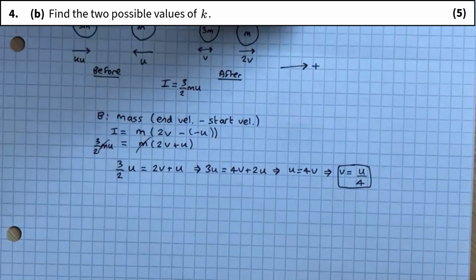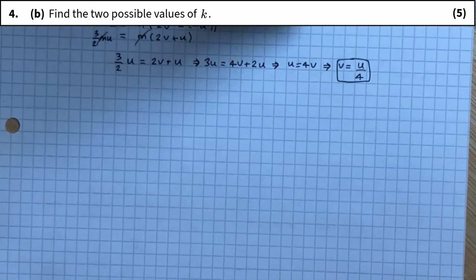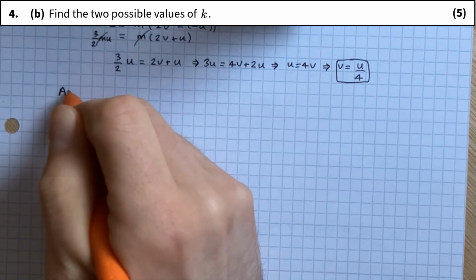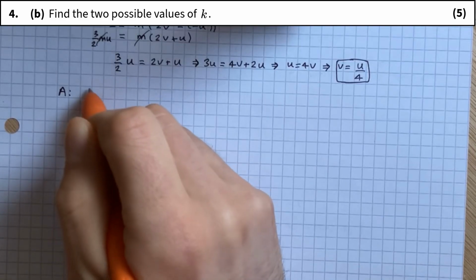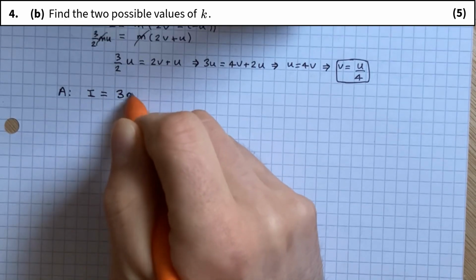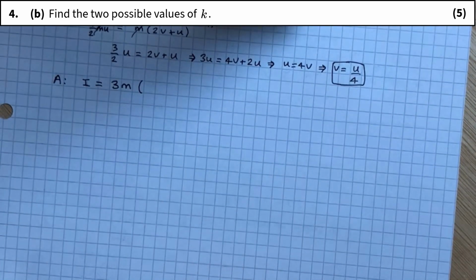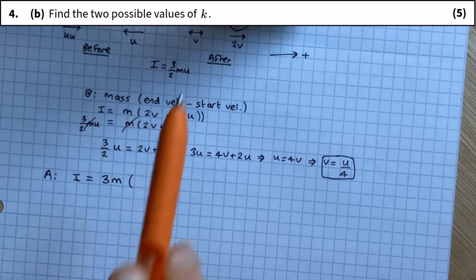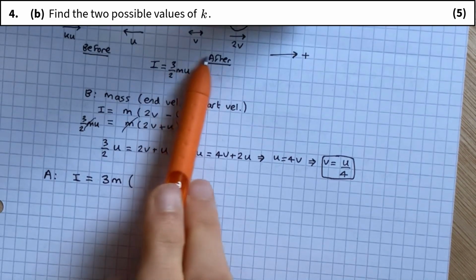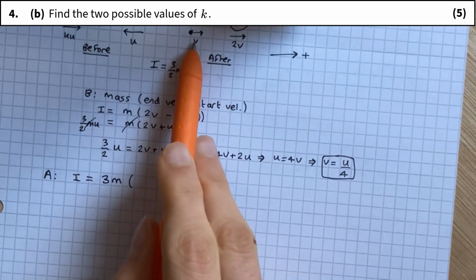Part B is the harder part. It uses the same idea as before. You can use conservation of momentum, but you can also use the impulse momentum principle. By considering the momentum for A, well, the mass of A is 3m, and we need the start and end velocity. If we go back up to the diagram, we don't know the end velocity because we don't know whether it's positive or negative. And that's where the two values of k are going to come in.